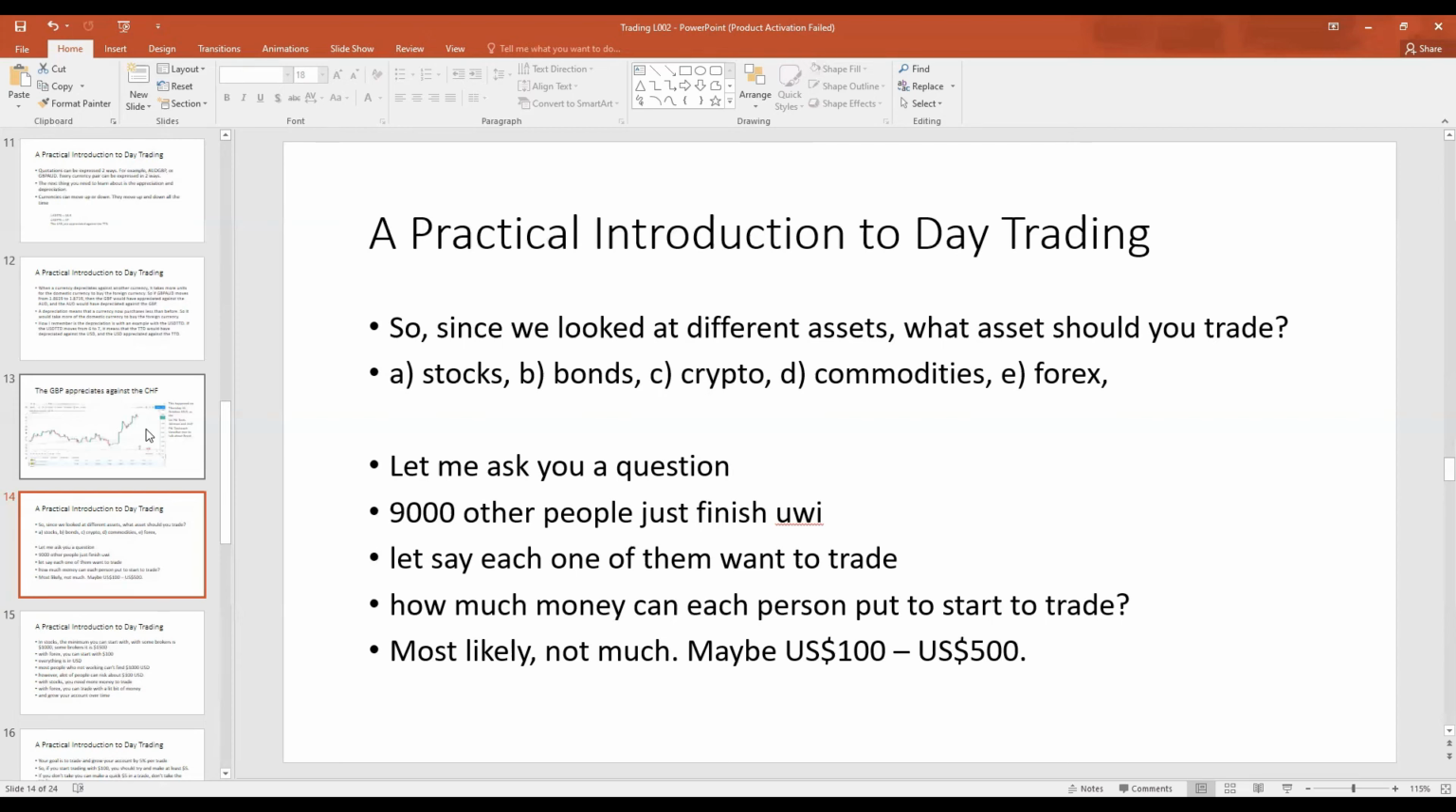So generally speaking, you need to have a larger capital base if you want to trade stocks. The same concept applies to bonds. You need to have a larger capital base if you want to trade bonds. You need to have a larger capital base if you want to trade cryptocurrencies. However, with forex, you can trade forex with a very small capital base.